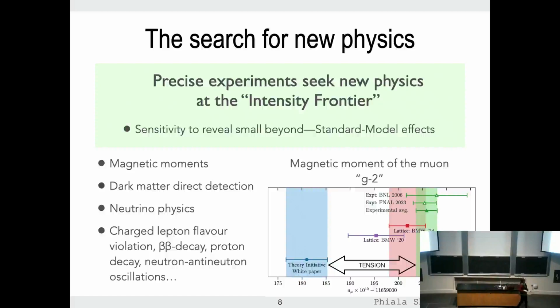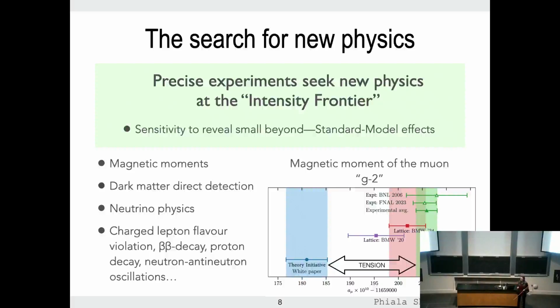So that includes things like looking at magnetic moments. We saw before the magnetic moment of the electron as the most accurately verified prediction in the history of physics. Well, the electron's heavier cousin, the muon, also has a magnetic moment, and there's currently an interesting tension between a community consensus theory value and experimental measurements of this quantity. There's some interesting first principles lattice QCD calculations somewhere in the middle, but this is an interesting tension on this front. This would be an example of an intensity frontier search, for maybe this is a hint of new physics.